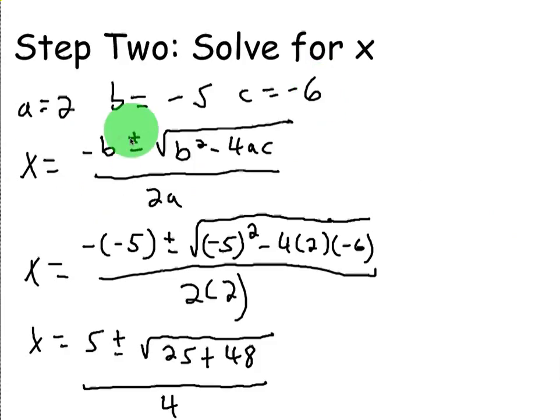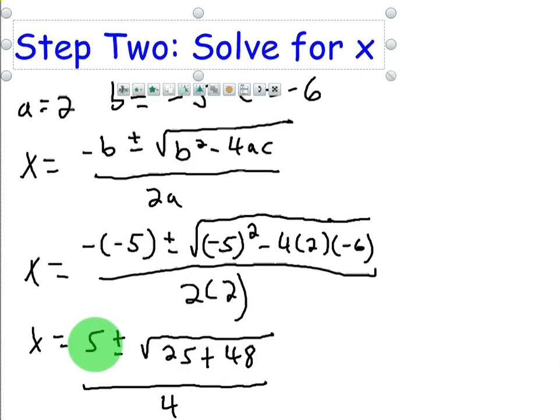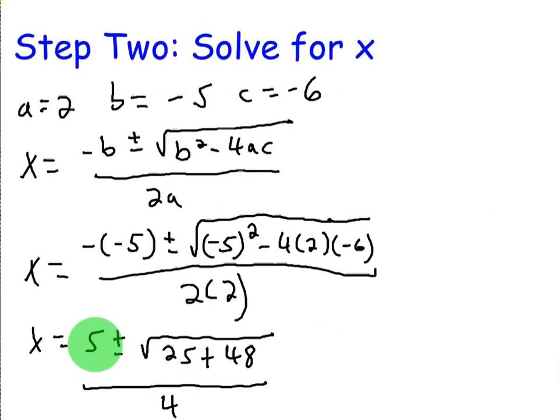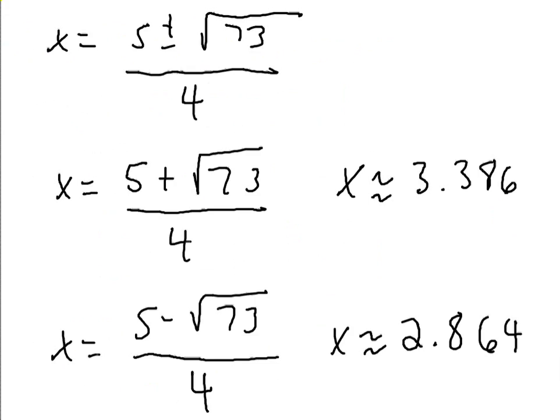X equals negative B plus or minus square root of B squared minus 4AC all over 2A. So I'm going to plug in negative 5 for B, 2 for A, and negative 6 for C. And simplify. So inside we get 25 plus, because it's minus minus, plus 48. Get a 4 on the bottom, and then the first negative B becomes positive 5. I'll stop there and let you write all that stuff out. So 25 plus 48 is the next step, which is 73.